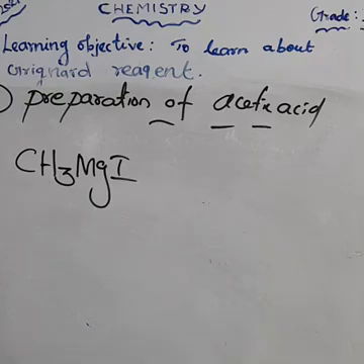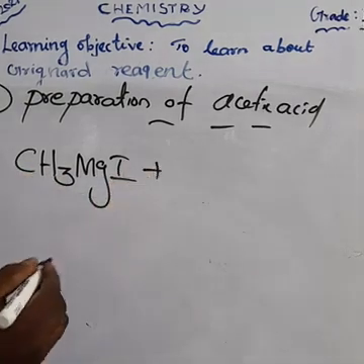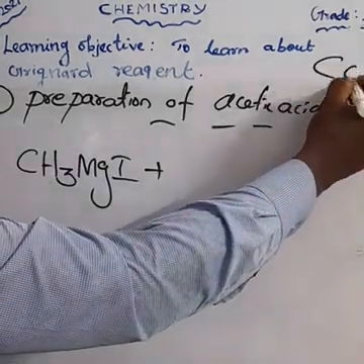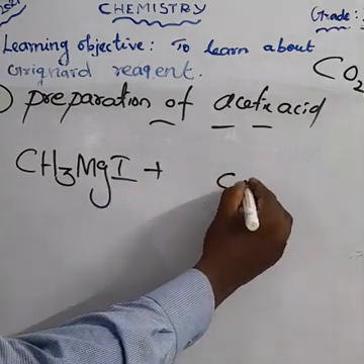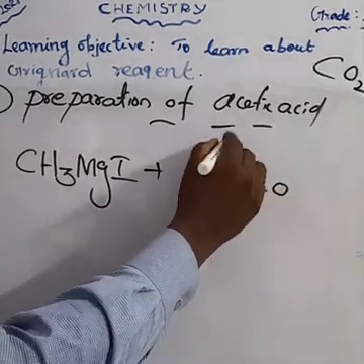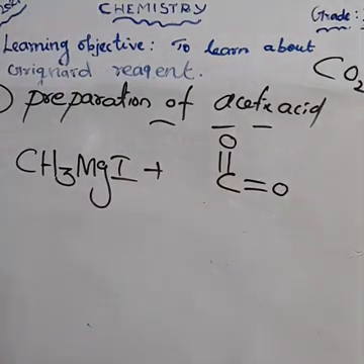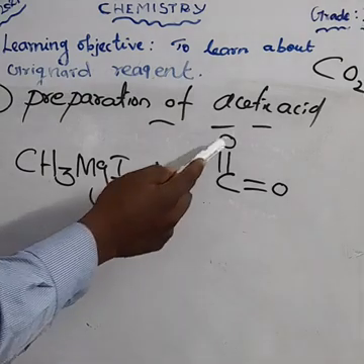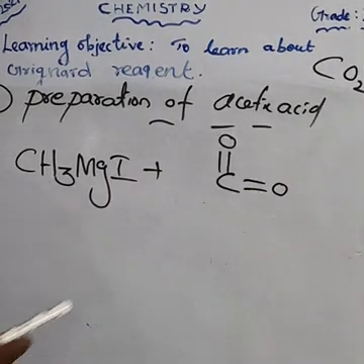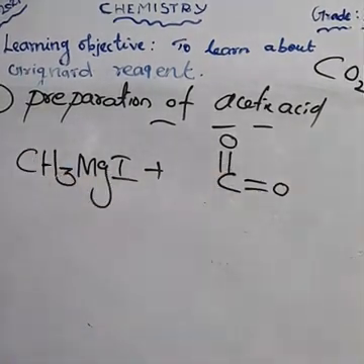Methyl magnesium iodide reacts with carbon dioxide, CO2. This can be written as O double bond C double bond O. About carbon dioxide, we can discuss in tomorrow's class: what is the structure, how many electrons, what is the electron dot structure. Anyhow, what is the valency of carbon? Carbon valency is 1, 2, 3, 4. Four valencies. So make it clear.